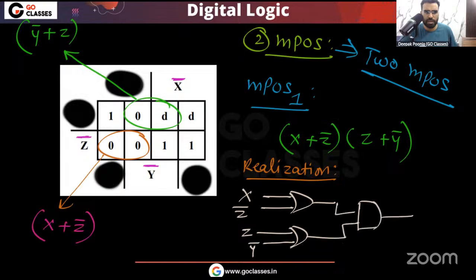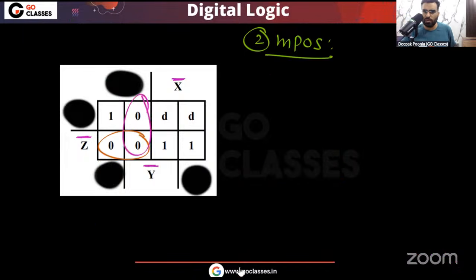Okay, that's it. So tell me how many gates we are using? 3. And how many gate inputs? 1, 2, 3, 4, then you can see 5 and 6. So tell me what will be the cost? The cost will be 3 plus 6. The answer will be 9. I hope you understood this. Remember, if you want, you can find minimal POS 2 also. There is another minimal POS expression possible.